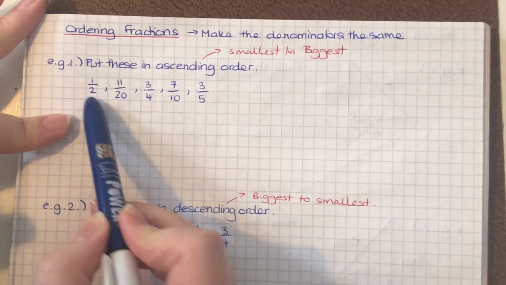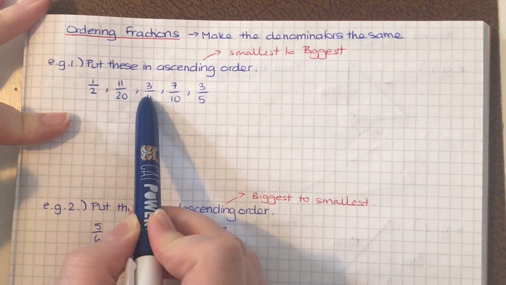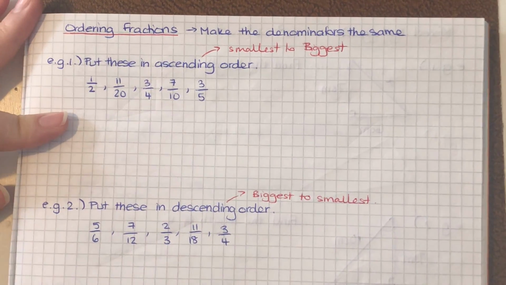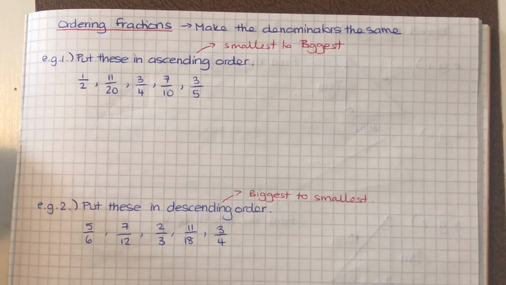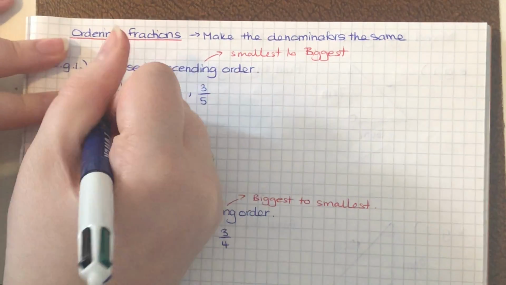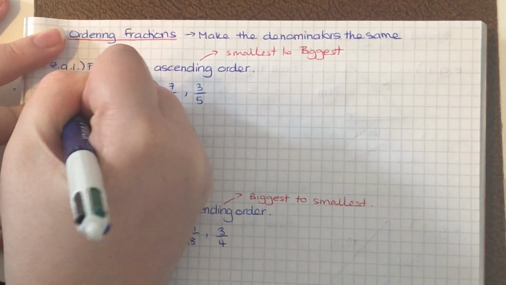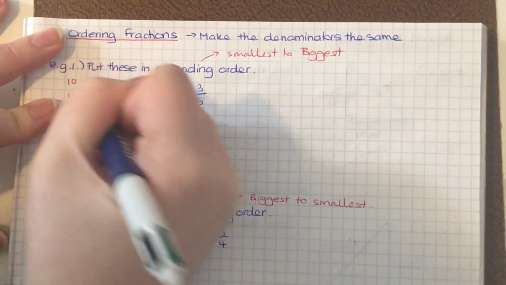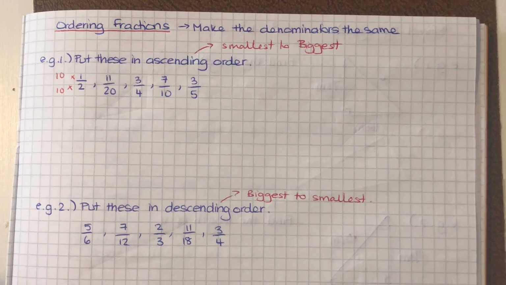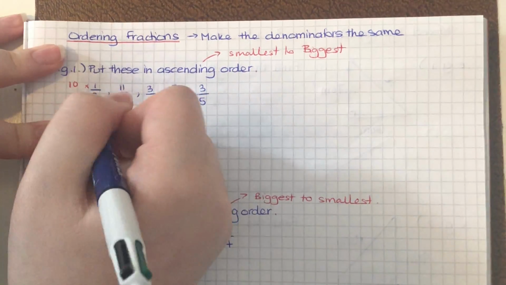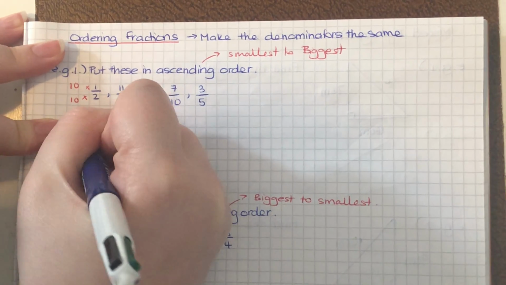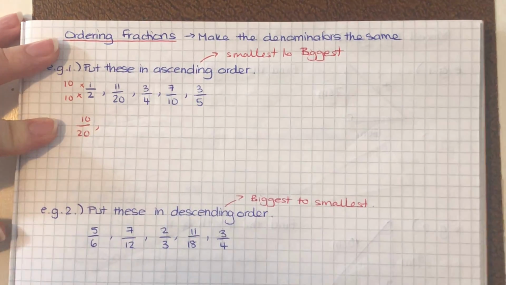Looking at the numbers on the bottom, we've got 2, 20, 4, 10 and 5. All of those go into 20, so I'm going to make them all have a 20 as a denominator. For a half, if I times 2 by 10, I would get 20, which means whatever you do on the bottom, you have to do to the top of the fraction as well. So that's going to become 10 out of 20.